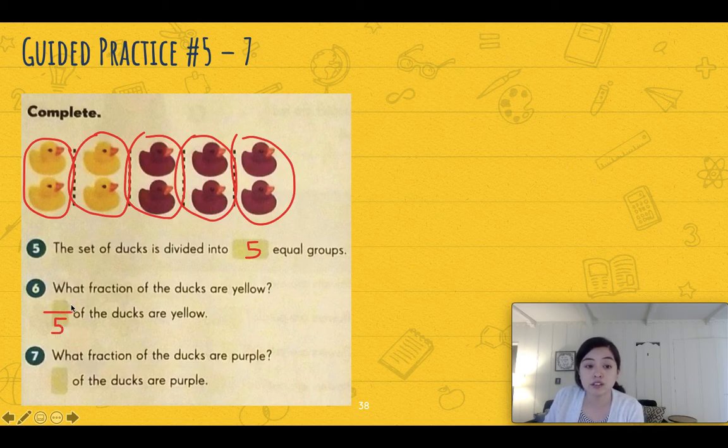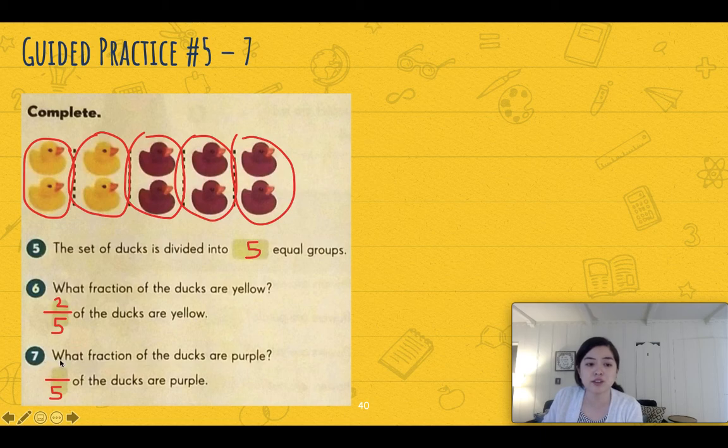And the numerator tells me I have to write the specified number. Okay, and in here we're going to do it in equal groups because my denominator is in equal total groups, so my numerator has to be in equal groups. What fraction of the ducks are yellow? So there's 2 equal groups of yellow ducks. So the fraction is 2/5.